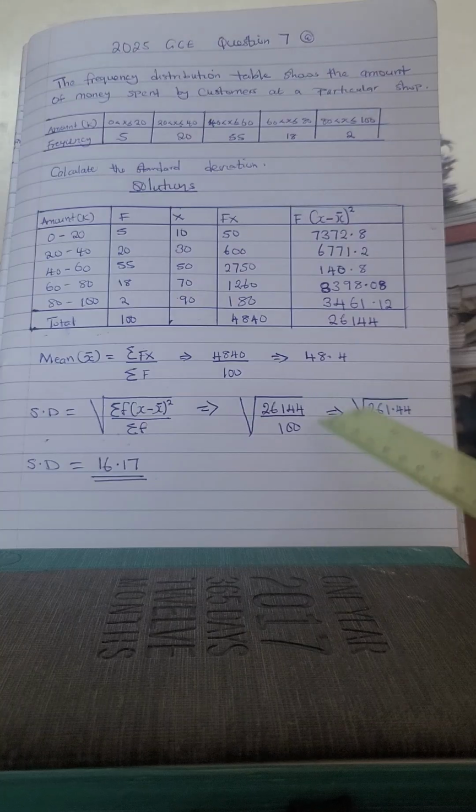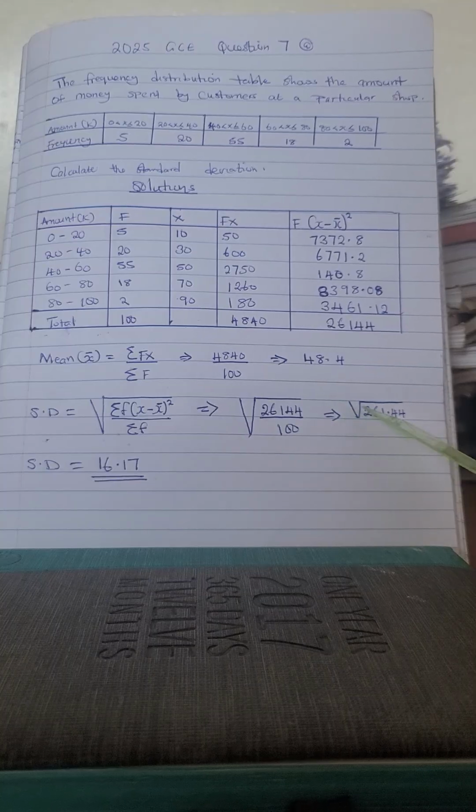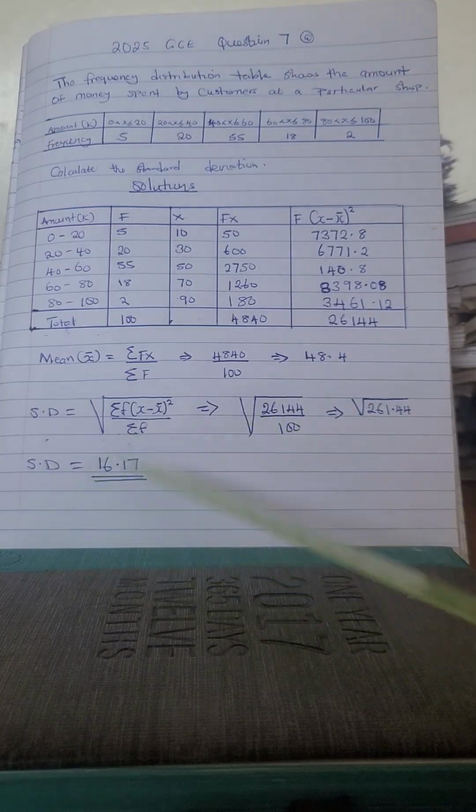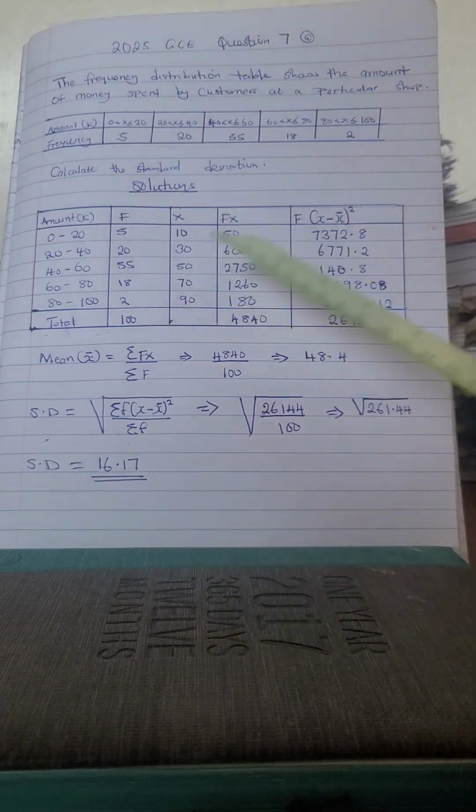Now, to find the standard deviation, we need to remove the square root. So, can you find the square root of this number? The square root of 261.44 is 16.17. Therefore, this is the standard deviation of this question.